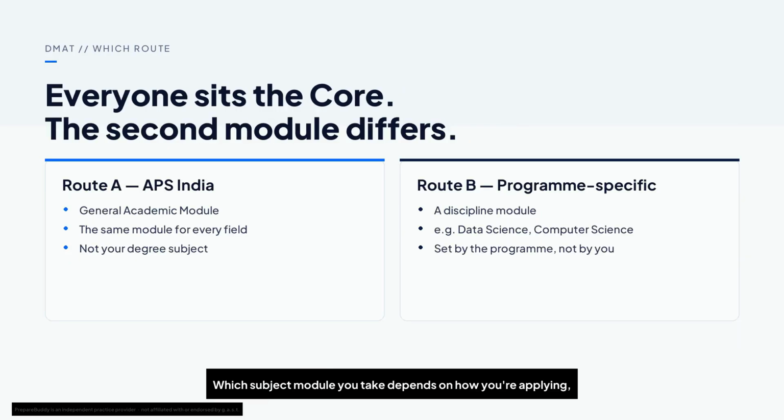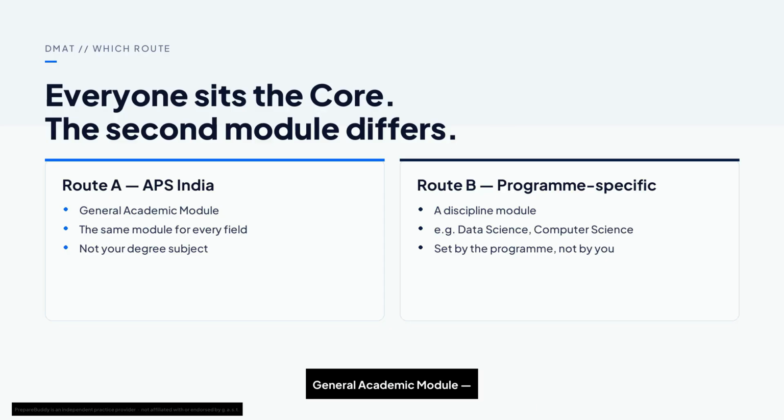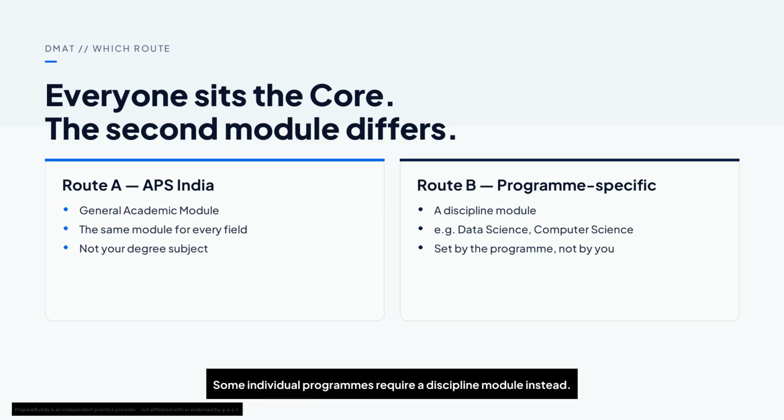Which subject module you take depends on how you're applying, not what you'd prefer. On the APS India route, your subject module is the general academic module, the same module for every field. It isn't your degree subject. Some individual programs require a discipline module instead.